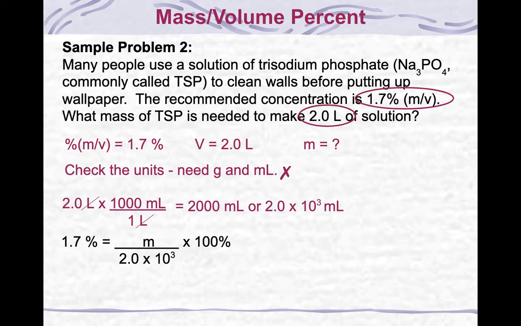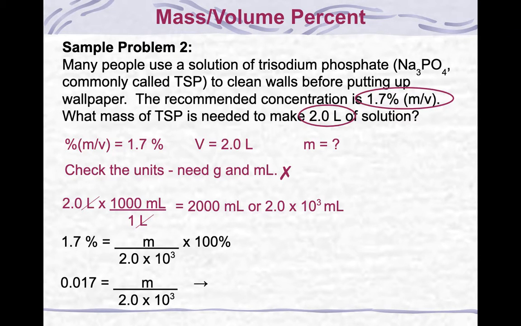So then we plug the numbers into the formula. The percent equals mass over volume times 100%. So 1.7% equals m over 2.0 times 10 to the 3, times 100%. So now we need to do a little bit of algebra and rearranging here. First, you can divide both sides by 100, which is essentially converting that percent into a decimal. So we get 0.017 equals m over 2.0 times 10 to the 3.